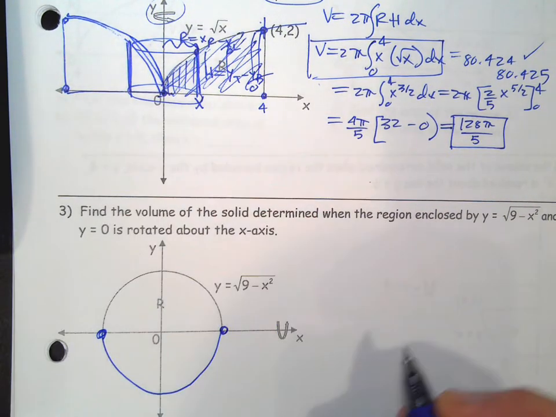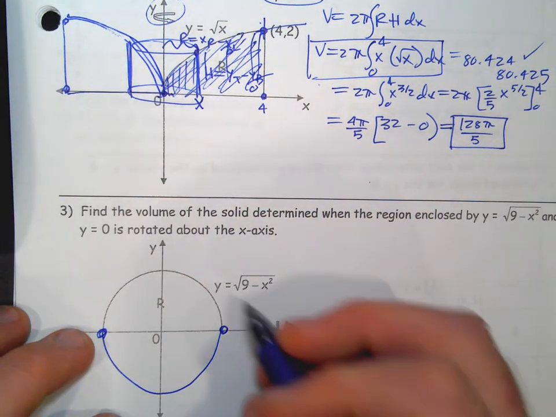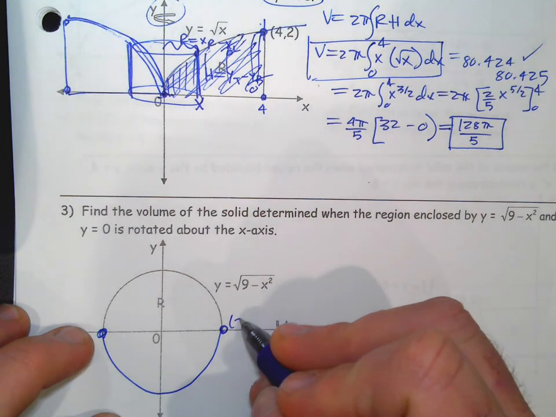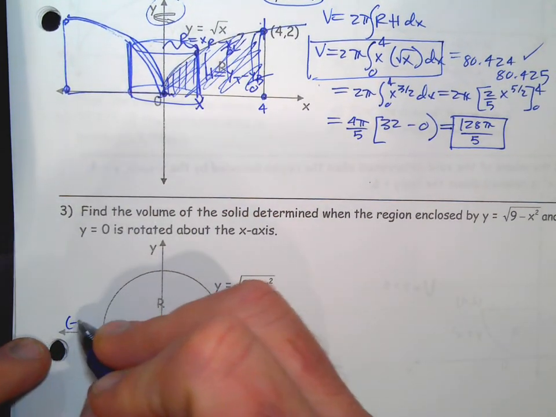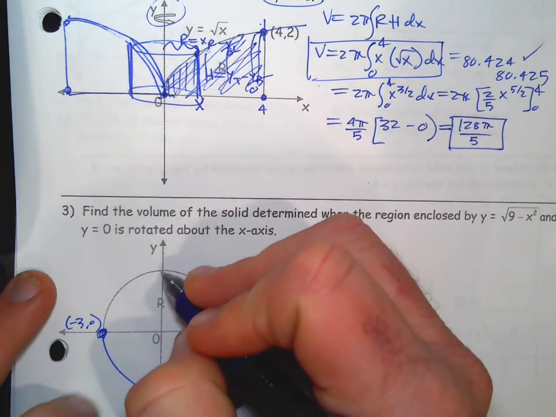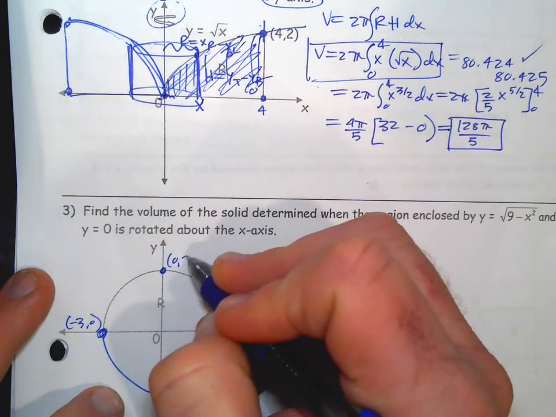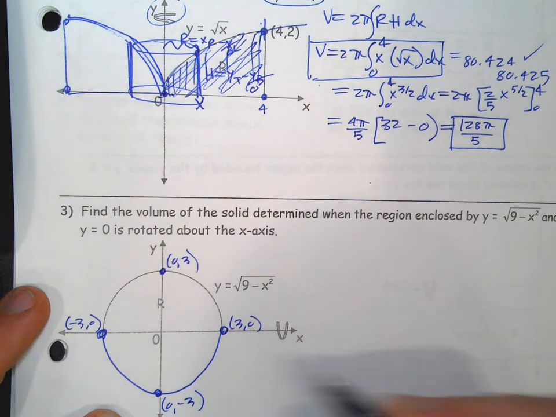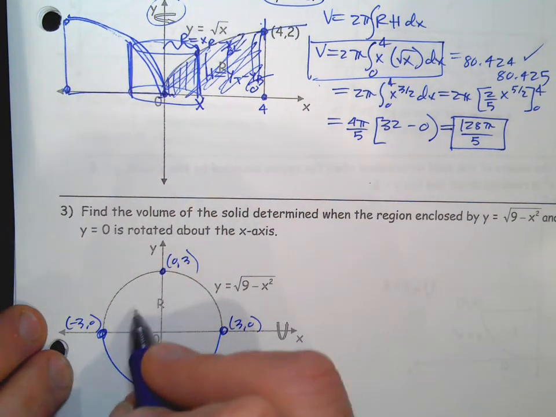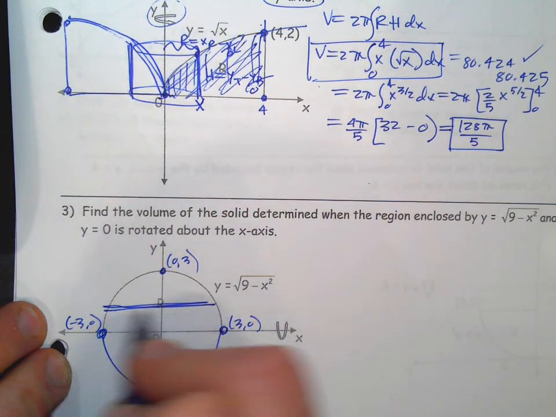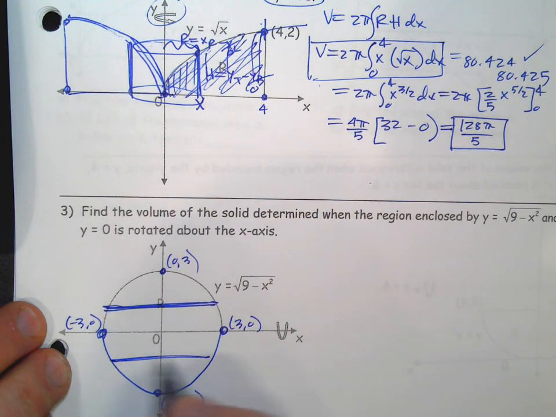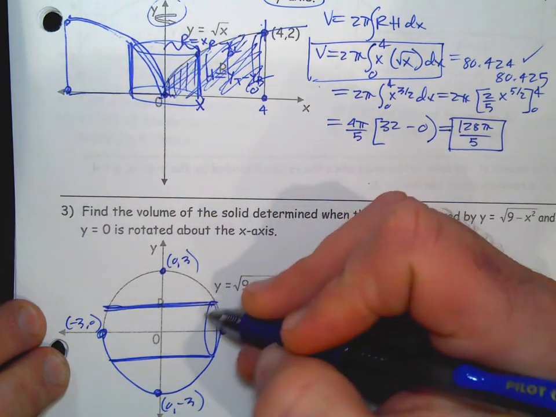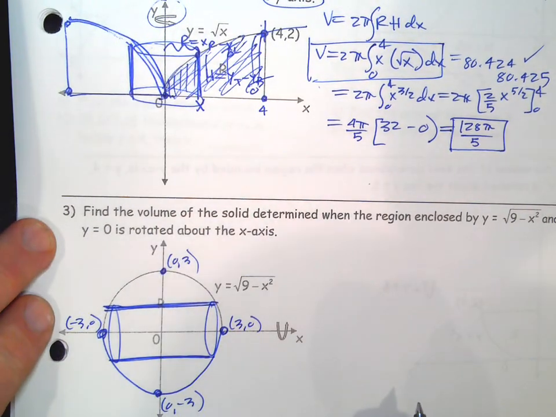All right, this one right here, we rotated it right here. This is the equation of a circle. If you plug 0 in here, this is going to be 3, 0. It's going to be negative 3, 0. So the radius is 3. This is going to be 0, 3. This is going to be 0, negative 3. So if we slice it parallel to the axis of rotation, so we did this one the other way, and by the way, this is a sphere, right? So we should get the same answer from a sphere.